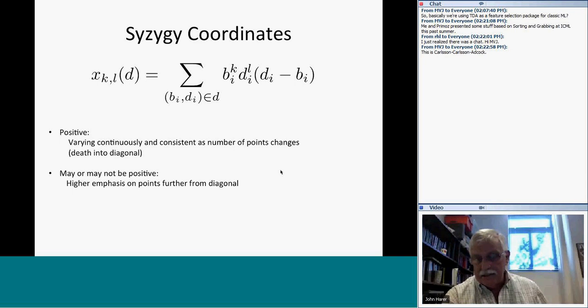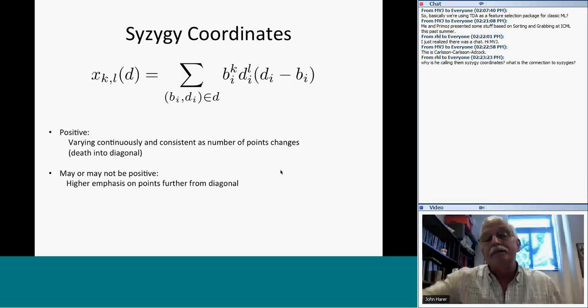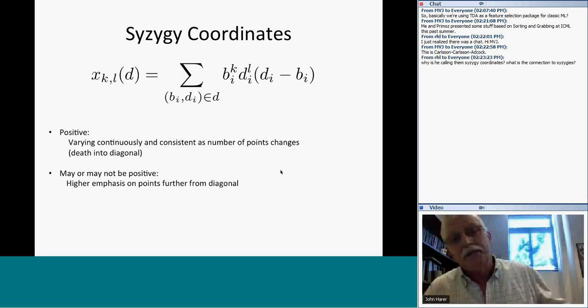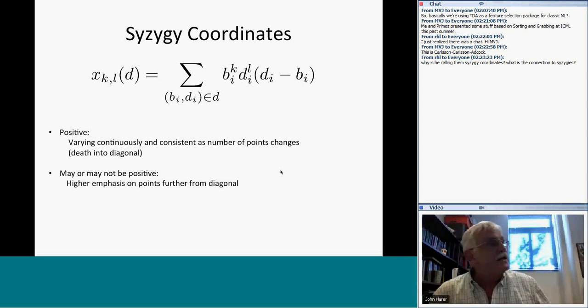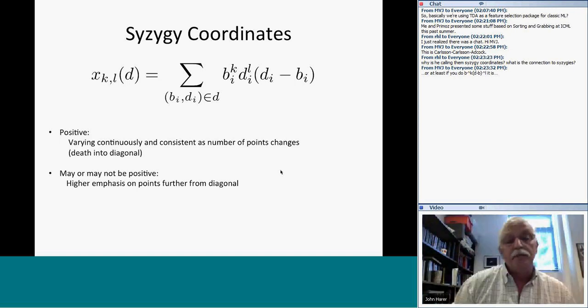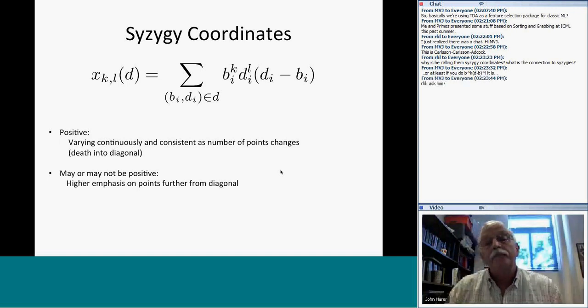The positive about doing this is that, as you approach the diagonal, the difference d_i minus b_i goes to 0. So those points dry out. So these coordinates fit very nicely as you move from one diagram to another. Also, they have some continuity properties and that sort of thing.